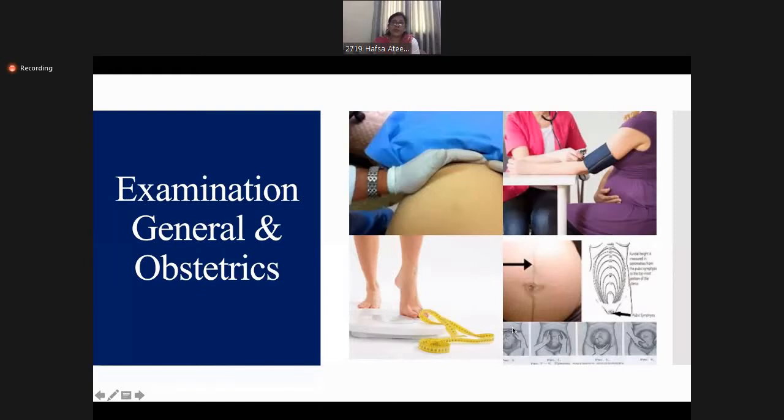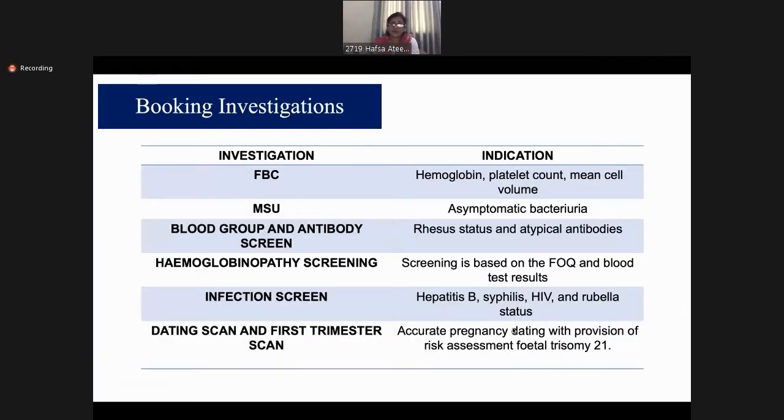Then, what are the booking investigations actually? And why are the booking investigations done? Booking investigations are the investigations done on the first antenatal visit. A full blood count is important to check for the hemoglobin concentration, platelet count, and mean cell volume. A midstream urine specimen, a urine detail report, is important to evaluate for the presence of asymptomatic bacteriuria or urinary tract infections.